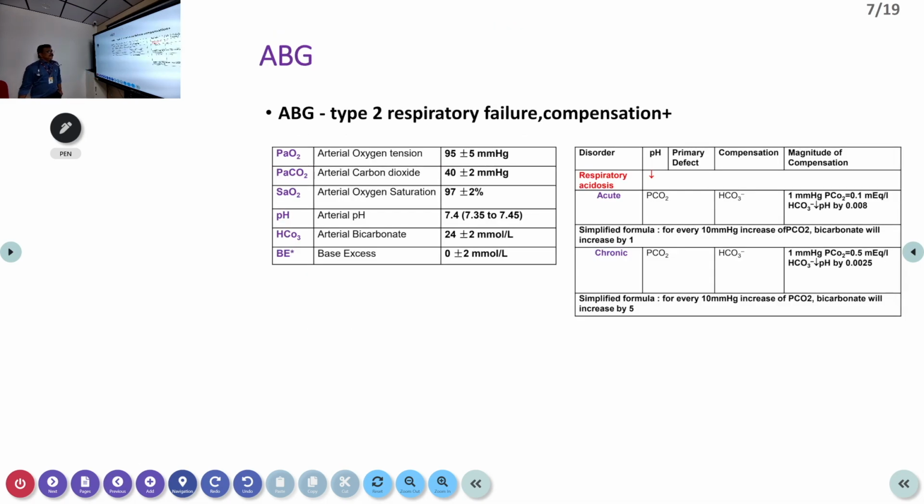Now ABG, we have already seen that it is type 2 respiratory failure. You can see here respiratory acidosis, chronic. So PCO2 retention can be there. Bicarbonate can also be reduced according to the acidosis.